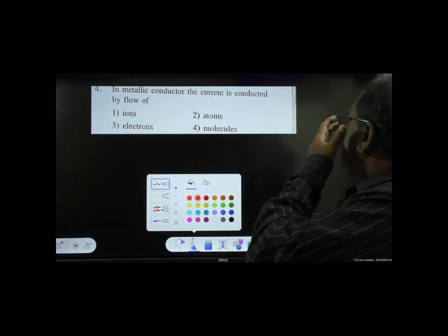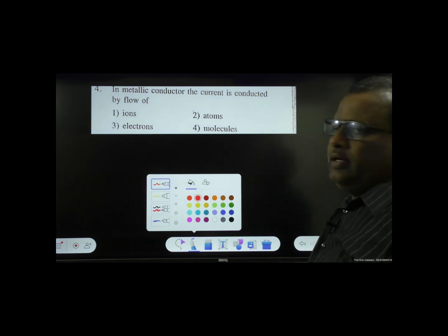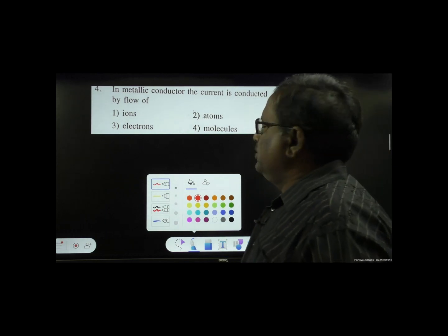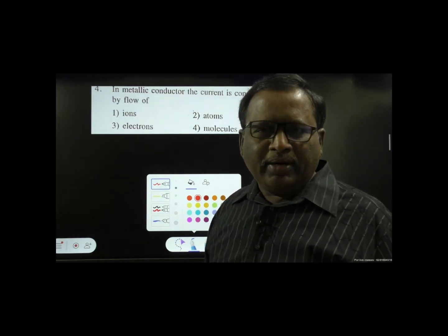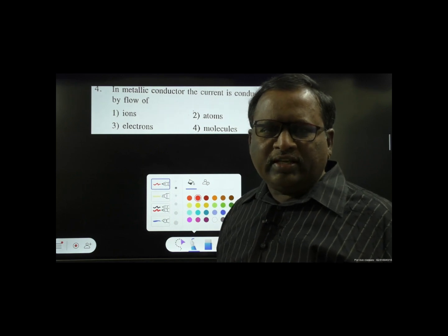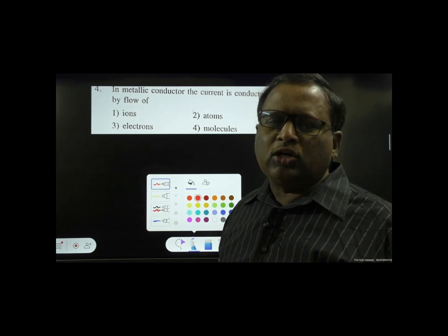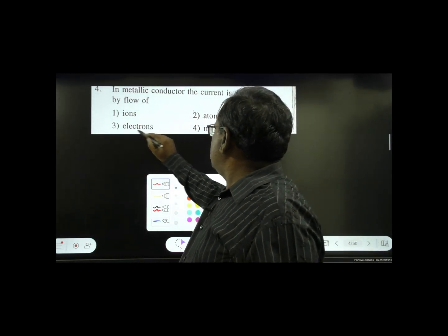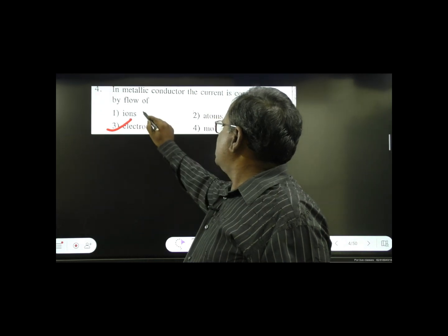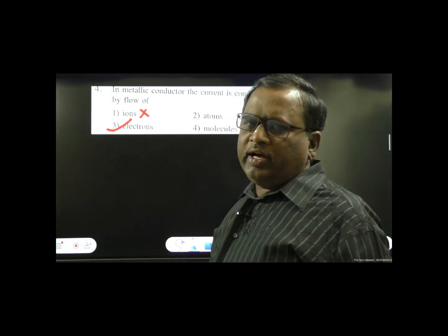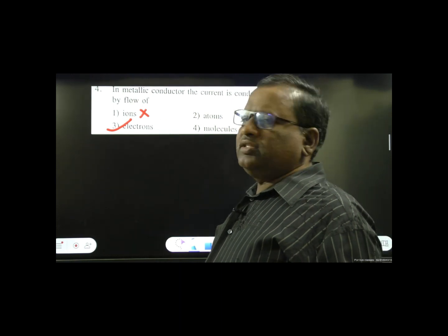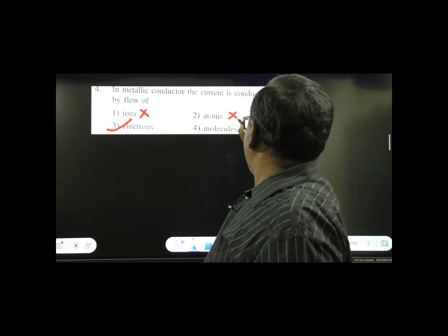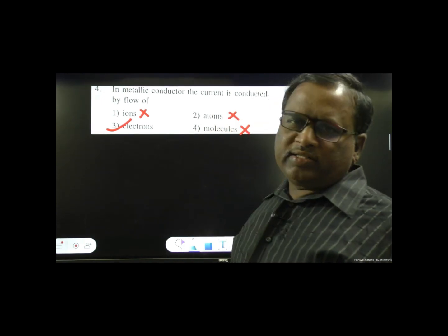In a metallic conductor, the current is conducted by the flow of what? We already discussed that in metals, the conductance of electricity is through electrons. That's why they are called electronic conductors. So this is the correct option. Ions is not correct because only in ionic compounds, through ions, electricity is conducted, and atoms cannot conduct electricity, molecules are also unable to conduct electricity.